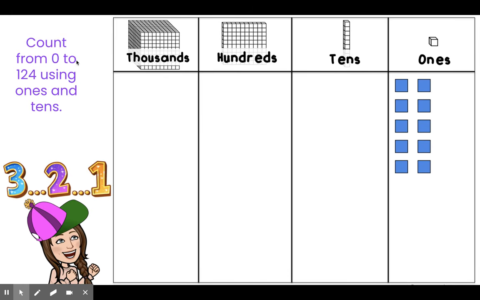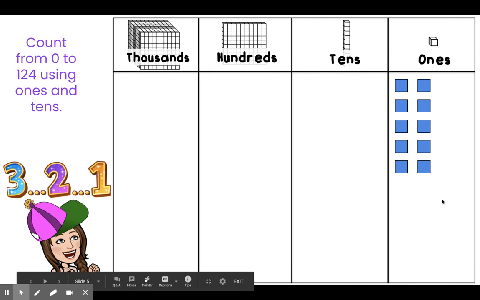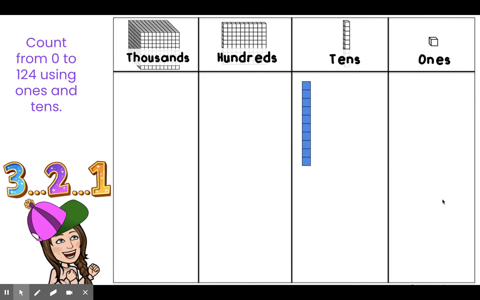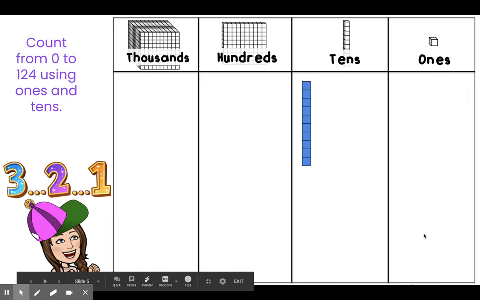Remember, we're counting from 0 to 124. We now have 10 ones. What can we do when we get 10 ones? Did you say bundle it for a 10? You're right. We're going to trade out those 10 ones for one 10 stick. We now have one of the next unit, which is 10. So now we're at 10, and as we add our ones, we're going to count on from where we are, which is 10, because our goal is to get to 124. 10, make sure you're counting with me.